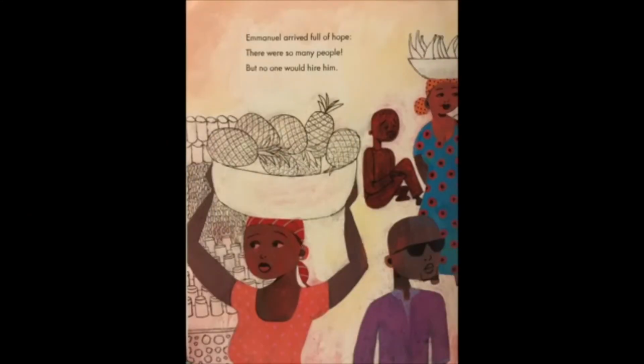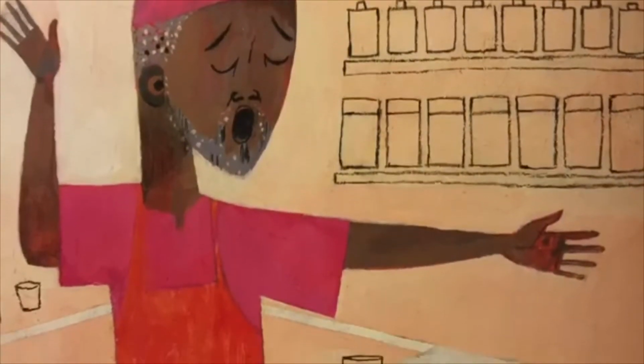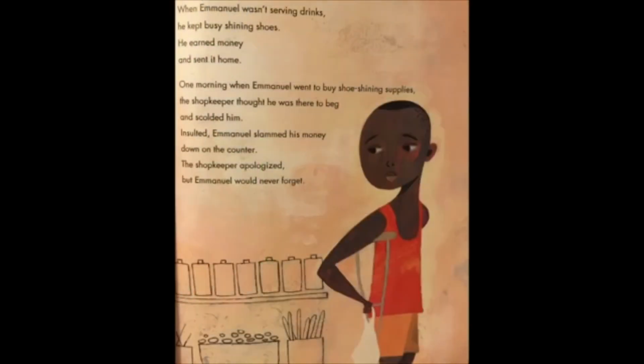Emmanuel arrived full of hope. There were so many people, but no one would hire him. Shopkeepers and restaurant owners told him to go out and beg like other disabled people did. Emmanuel refused. Finally, a food stand owner offered him a job and a place to live. When Emmanuel wasn't serving drinks, he kept busy shining shoes. He earned money and sent it home.